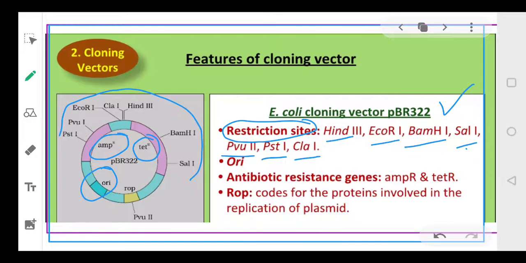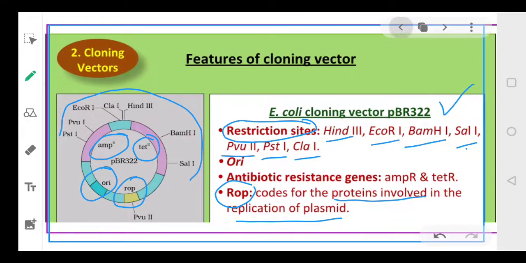And there is a rop. Okay, there's a gene which is called rop. Now this gene codes for the proteins which will be involved in the replication of plasmid. तो जब ये plasmid replicate करेगा उस टाइम पर जो प्रोटीन्स की रिक्वायरमेंट होगी वो रोप प्रोड्यूस करेगा। एक जीन है जो आपके प्लाज्मिड में प्रेजेंट है and that will produce the proteins which will be required for the replication of the plasmid.